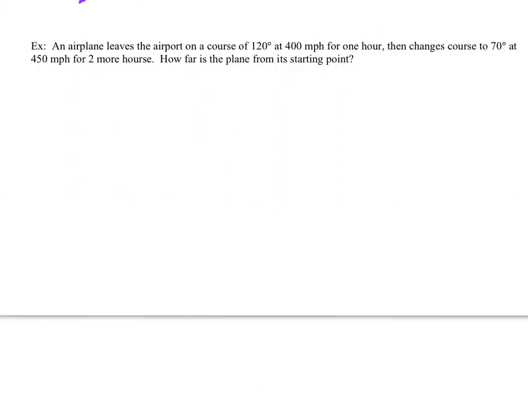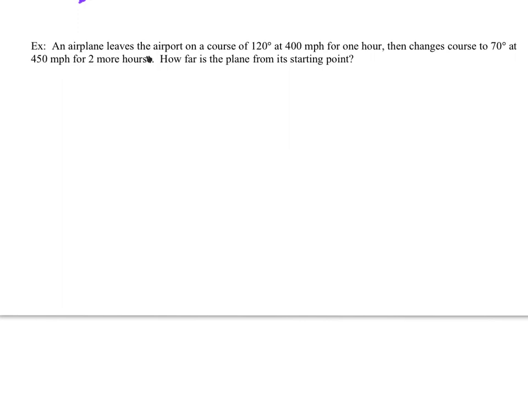All right, here's our last word problem that needs a picture. It says an airplane leaves the airport on a course of 120 degrees at 400 miles per hour for 1 hour, then changes course to 70 at 450 miles per hour for 2 more hours. Except not spelled correctly there, sorry about that. How far is the plane from its starting point?